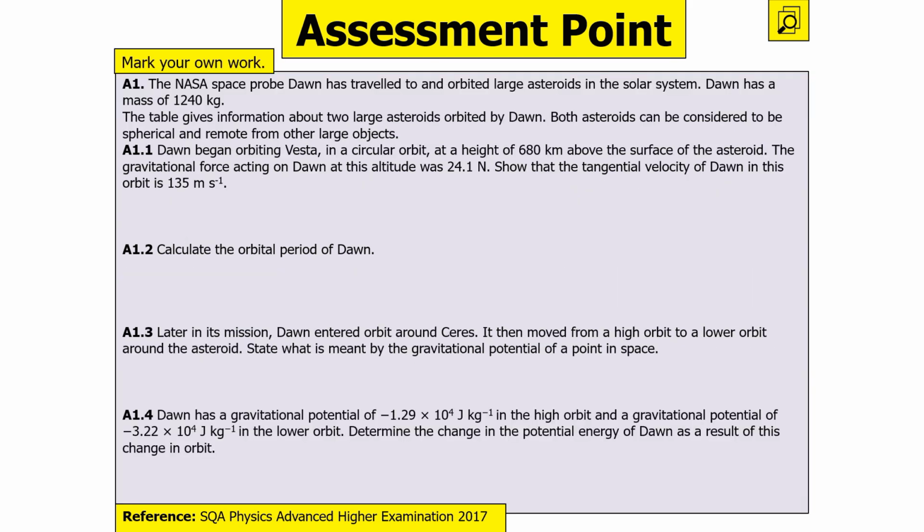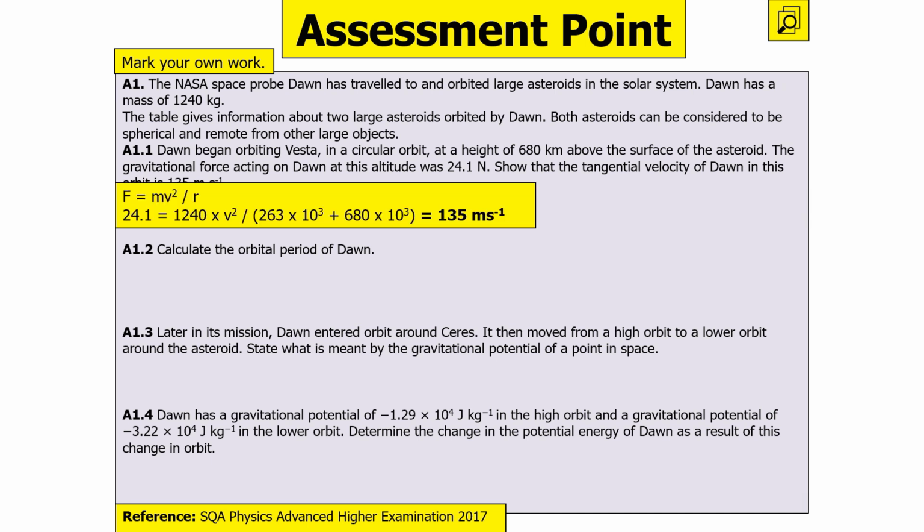So pause the video now, then unpause the video when you want to go through your answer. Right, so in this first one, we can work out the value of the tangential velocity, because you know it's a circular orbit, so therefore it's a centripetal force acting on the object. So F equals mv squared over r. We've got all the values except for v. Remember, r is from the center of mass of the planet, so we've got to include the radius of the planet in that. So v works through to be 135 meters per second.